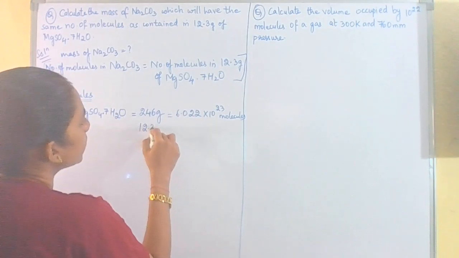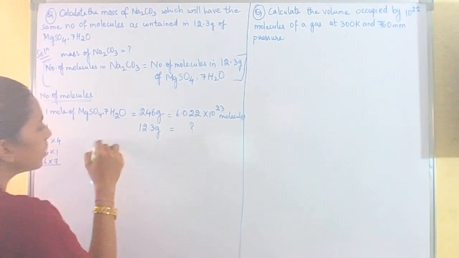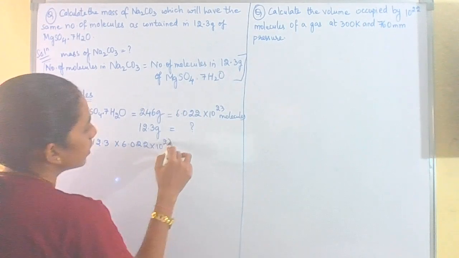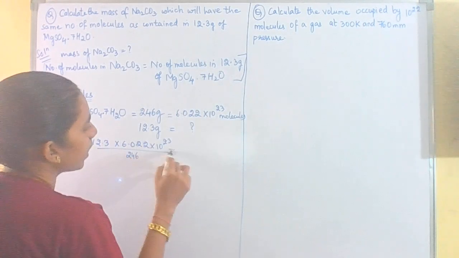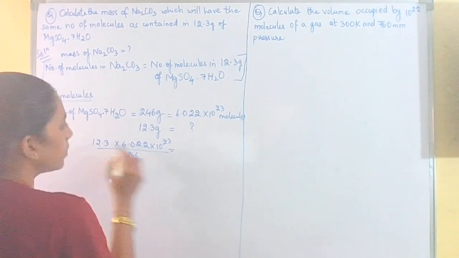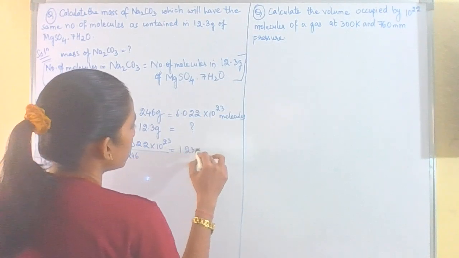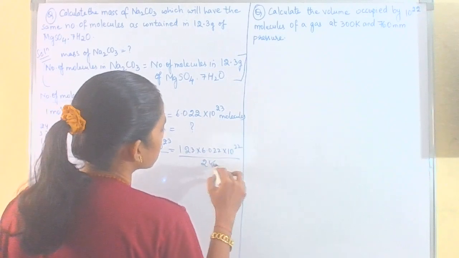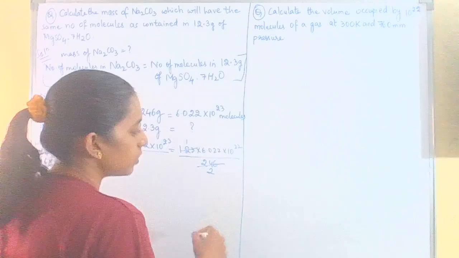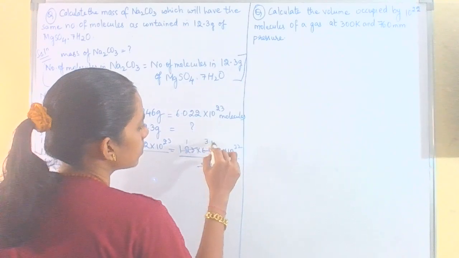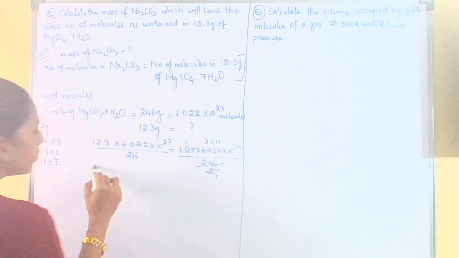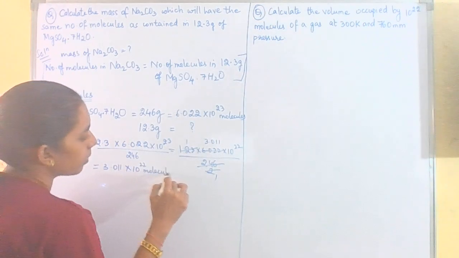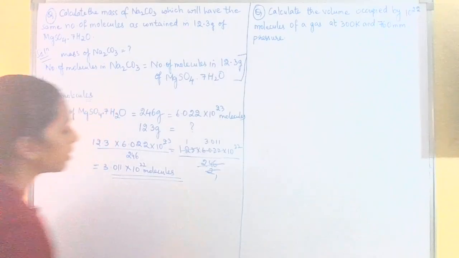Then for 12.3 grams, the number of molecules is how much? 12.3 into 6.022 into 10 to the power 23 by 246. To make the calculation easier, I'll be multiplying 12.3 into 10, which will be 123 into 6.022 into 10 to the power 22 by 246. 123 ones are 123, twos are 246, 2 ones are 2, 3.011, which is equal to 3.011 into 10 to the power 22 molecules are present in 12.3 grams of MgSO4.7H2O.